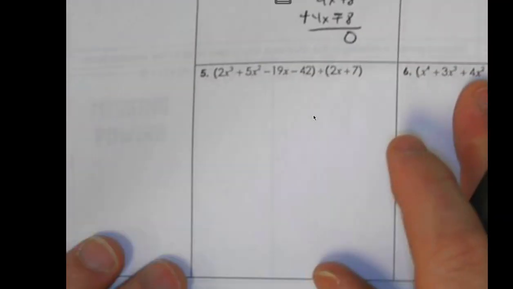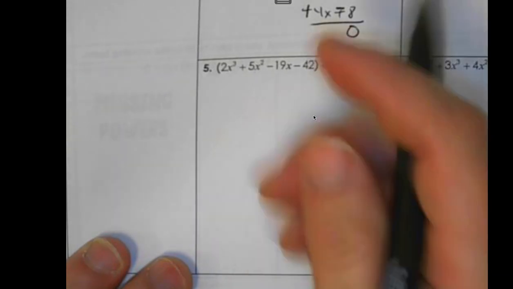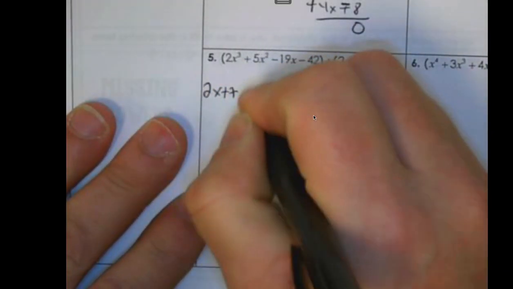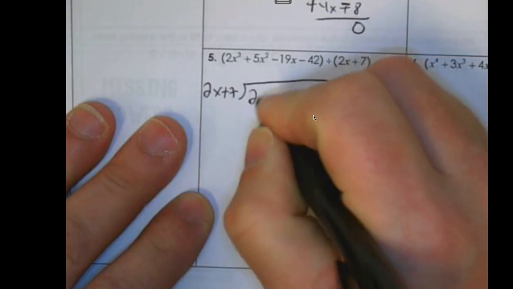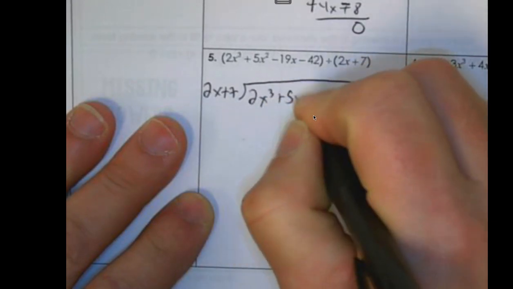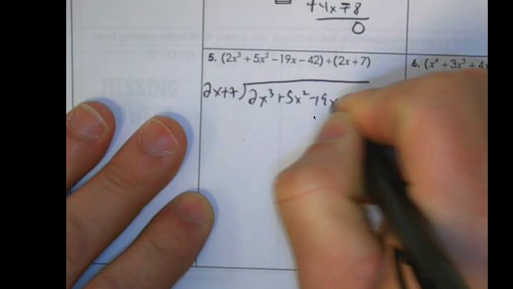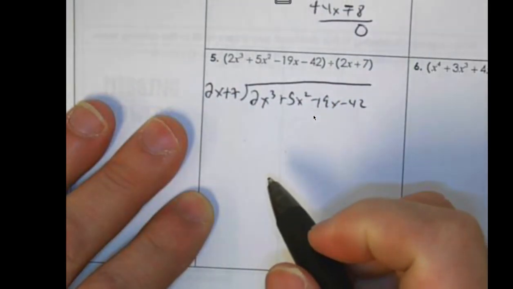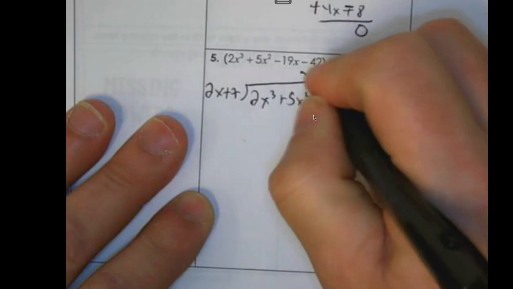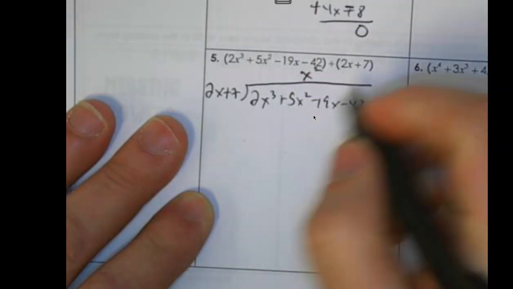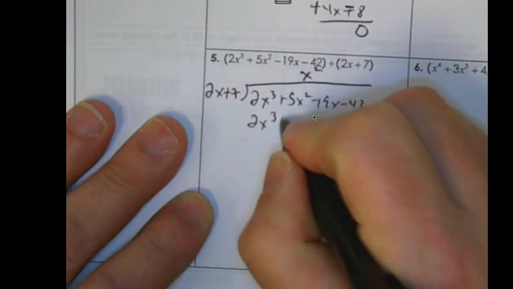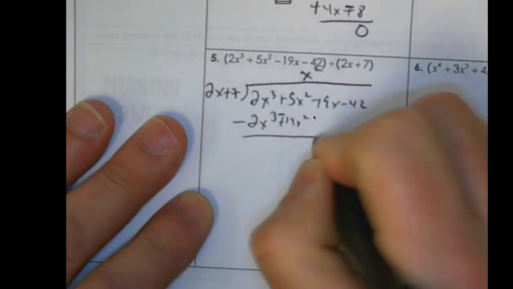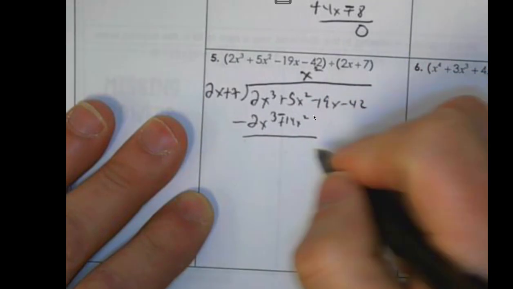So I'll do number 5 with you. Look at number 5. Don't trip. It's the same thing. 2x plus 7 going into 2x cubed plus 5x squared minus 19x minus 42. So I got to multiply 2x by what to make it a 2x cubed? I believe that's an x squared, right? So then I just distribute, I get 2x cubed plus 14x squared. Change my signs, right?